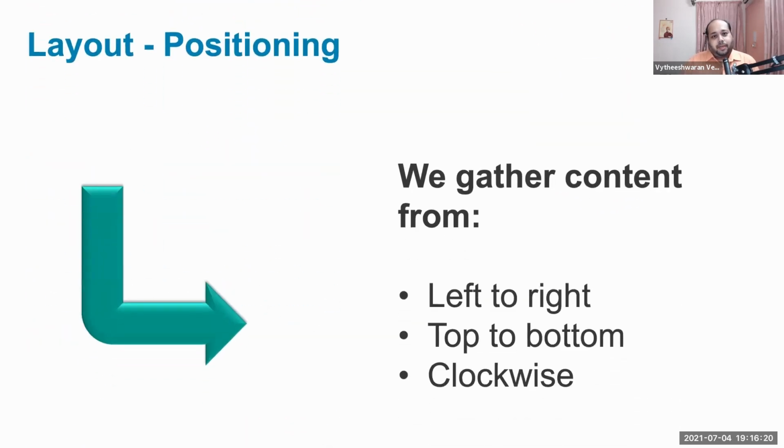So the first component of layout is positioning. We gather content from left to right, top to bottom, and clockwise. This is how our eyes are tuned to read and absorb material. When we see information on the screen, the first thing we see is the title on the left. Then we look at what is there just below the title. Then our eyes move to the right to see what is there on the right side of the screen. Right? So this is something that you need to remember.